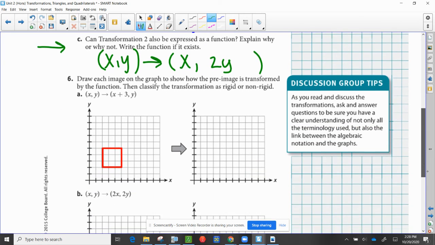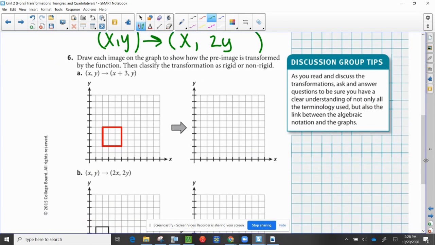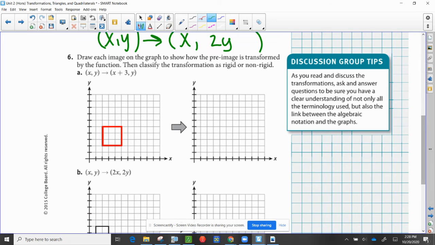Okay, so next we're going to practice this. We're actually going to draw some images using the function rule. So again, this just means how they're describing what happened to the transformation. So they're saying A is the pre-image, this red square. They want you to do it so that it moves to x plus 3, comma, y. So think about what that means, and then go ahead and draw your image in.